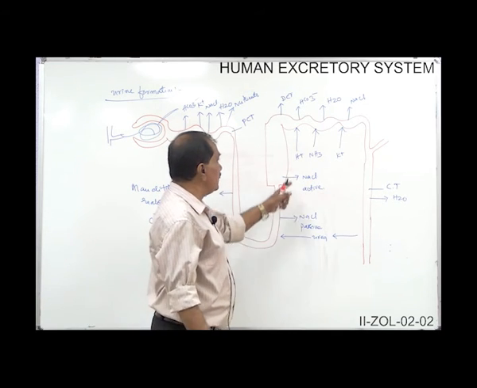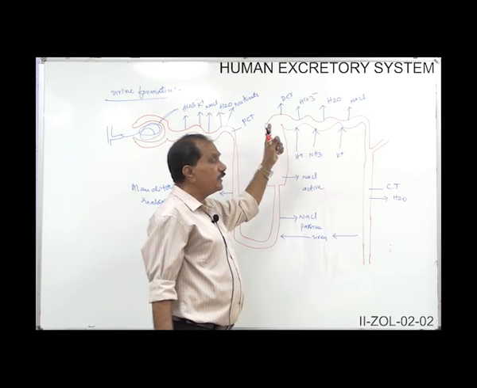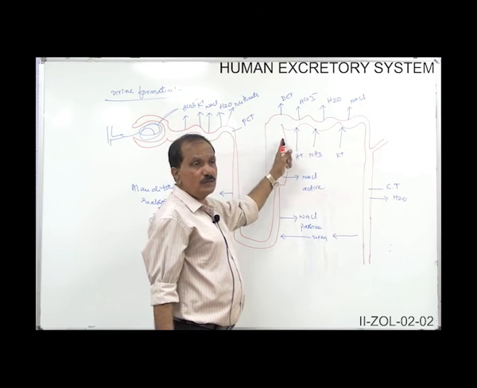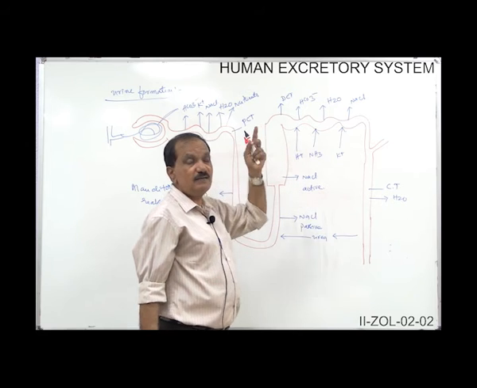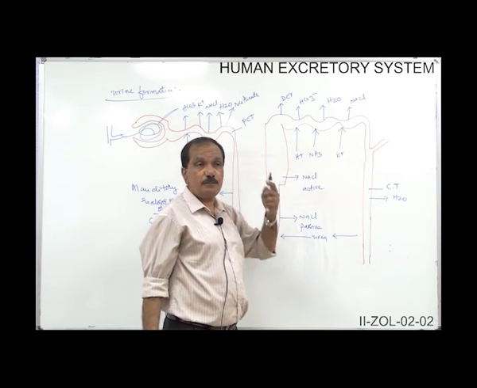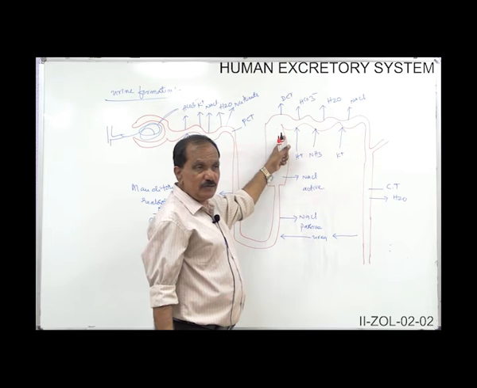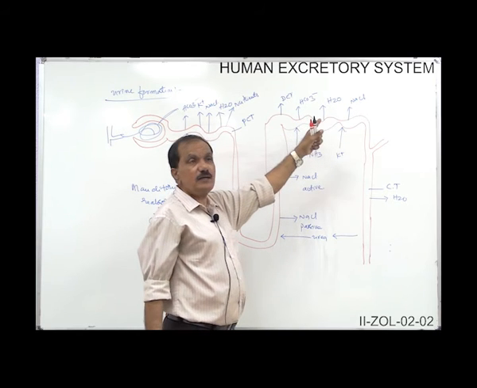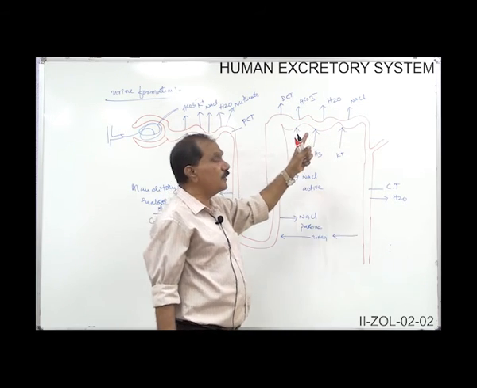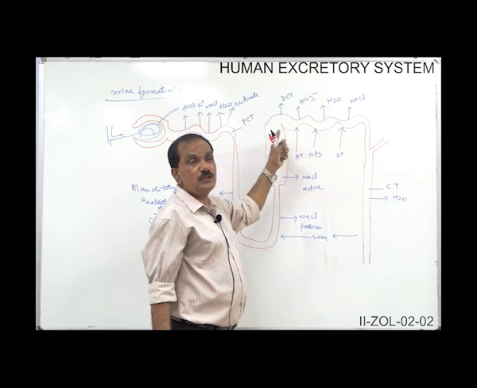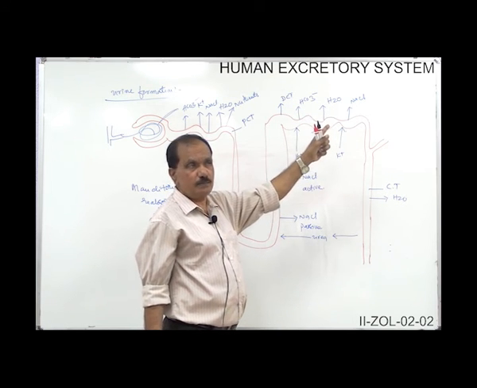Here in the case of the distal convoluted tubule, the water will be reabsorbed depending upon the amount of the hormone produced by the hypothalamus, which is called vasopressin or antidiuretic hormone. If the antidiuretic hormone is there, water will be reabsorbed. If the antidiuretic hormone is not available, it cannot reabsorb. So it is a conditional reabsorption or facultative reabsorption.